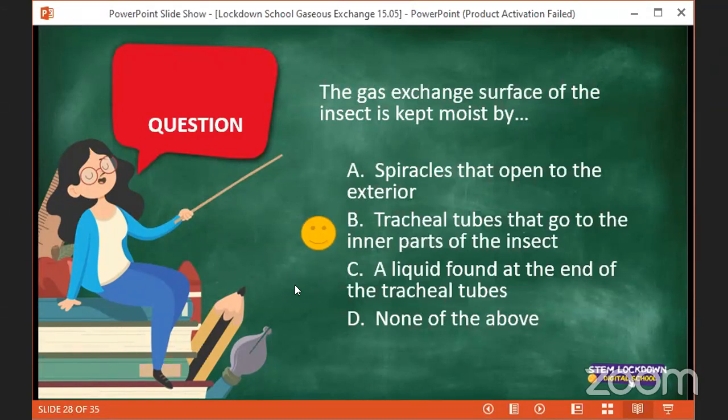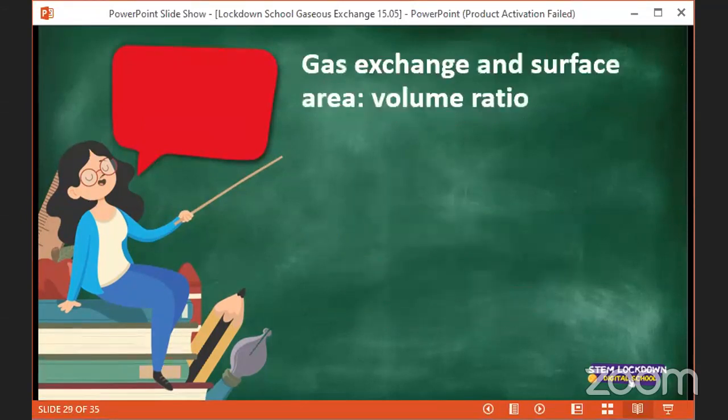The answer is C. Because the spiracles that open up to the exterior, the person who answered A, they function for the diffusion of gases. The tracheal tubes take the gases towards the cells of the body. And the liquid found in the end of the tracheal tubes is what keeps the gas exchange surface moist. So yes, the correct answer is C. Okay, now let us move on.